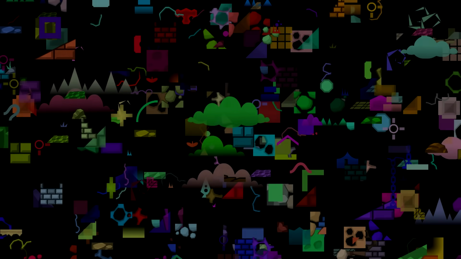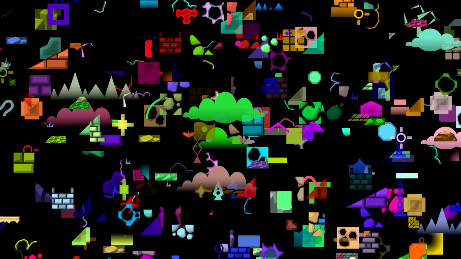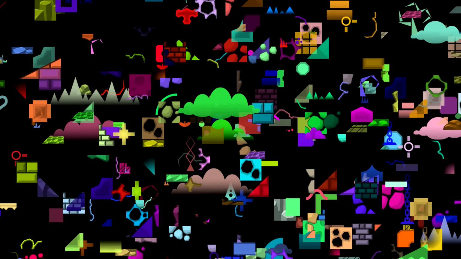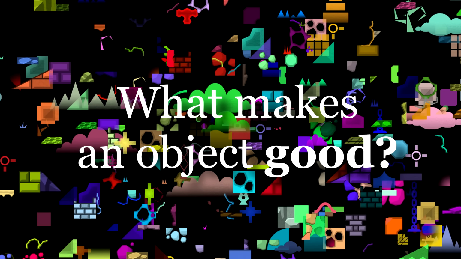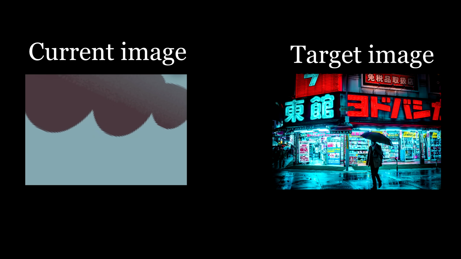Let's start by creating a couple of thousand random Geometry Dash objects. These are the creatures that we will adapt through evolution to make up our image. To make better objects more likely to survive, we have to define what makes an object good. In this case, an object is good if it contributes to making our current image closer to the target image.